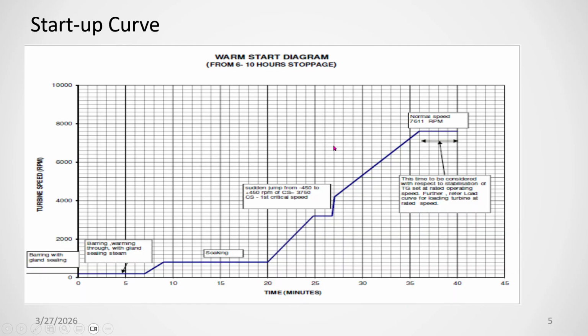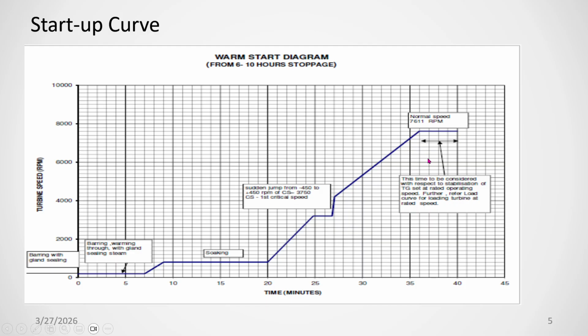Similarly, for a hot startup, suppose the turbine is running, and due to some reason, or some problem downstream, you cannot keep the turbine running, so you will stop the turbine. When you stop the turbine, both the casing and the rotor are in hot condition. So when you start after half an hour or 1 hour, you need not maintain such a long time, not 70 or 80 minutes. You can restart it within 40 minutes and load your downstream driven machine with the turbine.